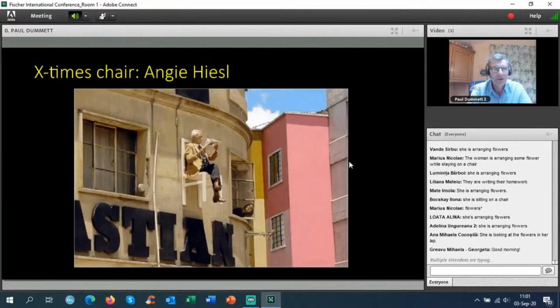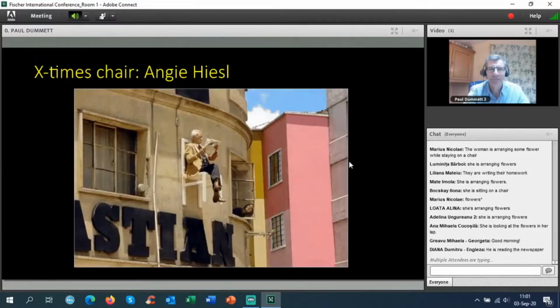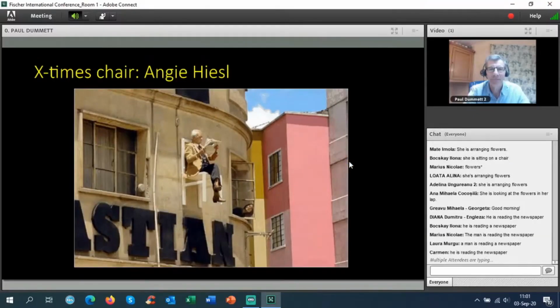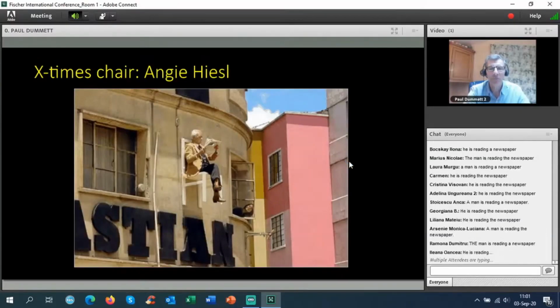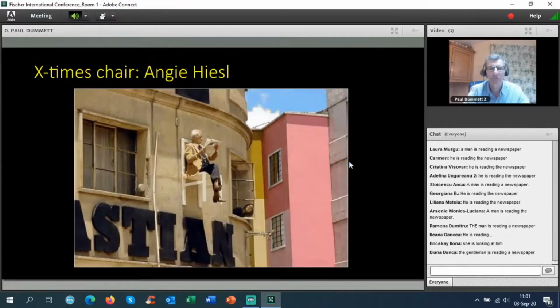So we had the woman arranging flowers, and what about in this picture? We've got two people doing something. He's reading the newspaper, and there's another woman who looks a little surprised, maybe. Good. Okay, there's another woman looking out of the window who looks a little bit surprised. Yeah, fantastic. So this is very good for teaching present continuous.